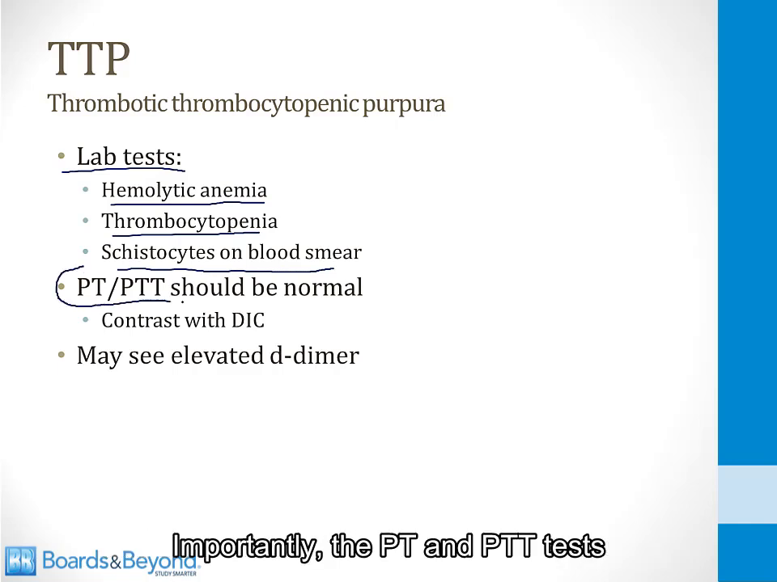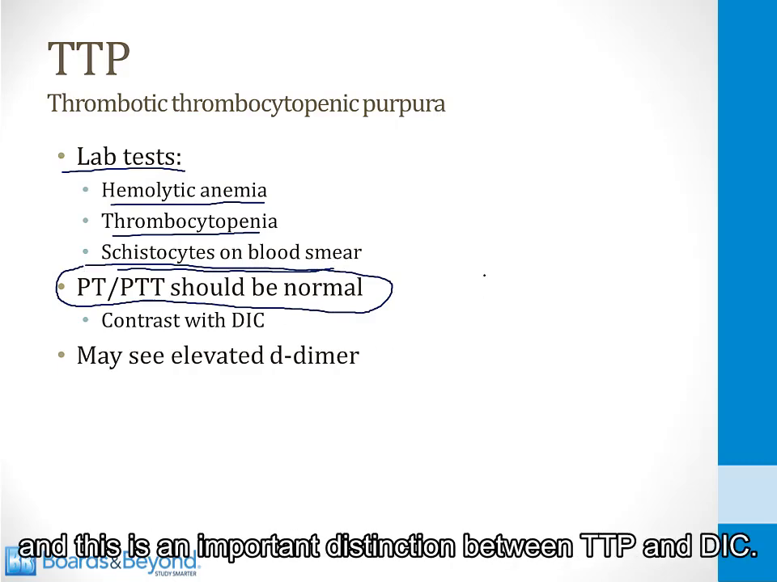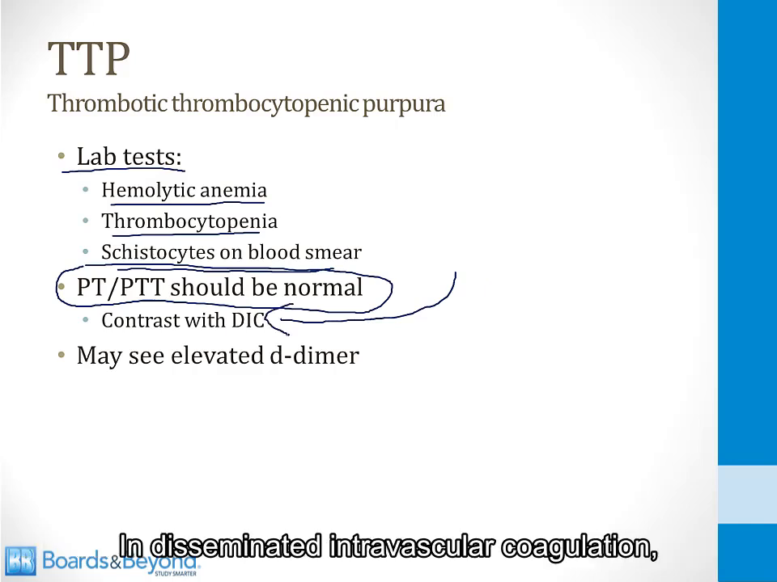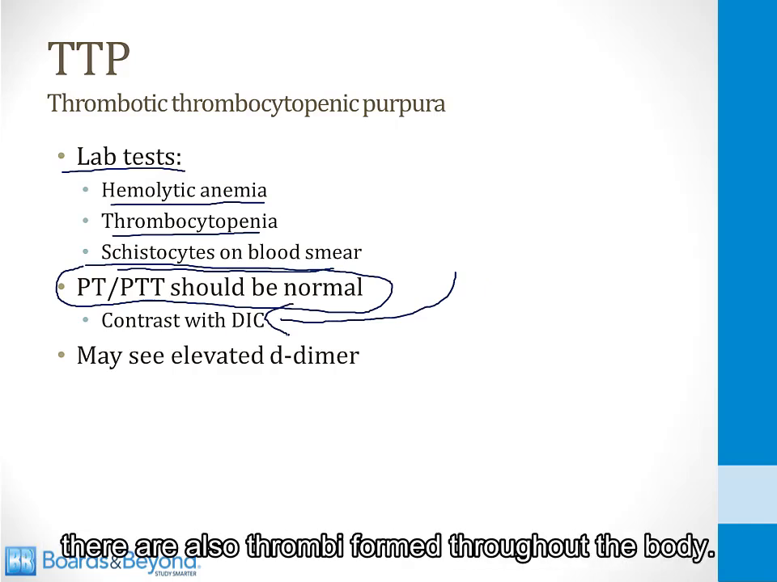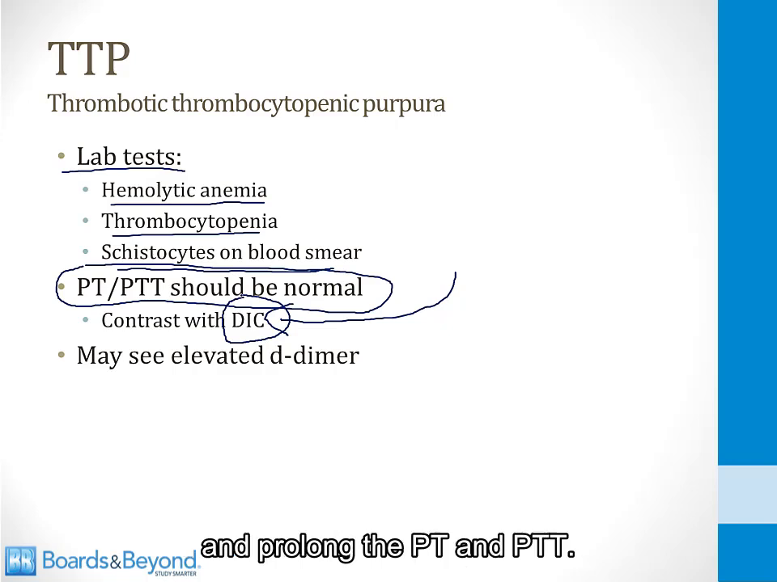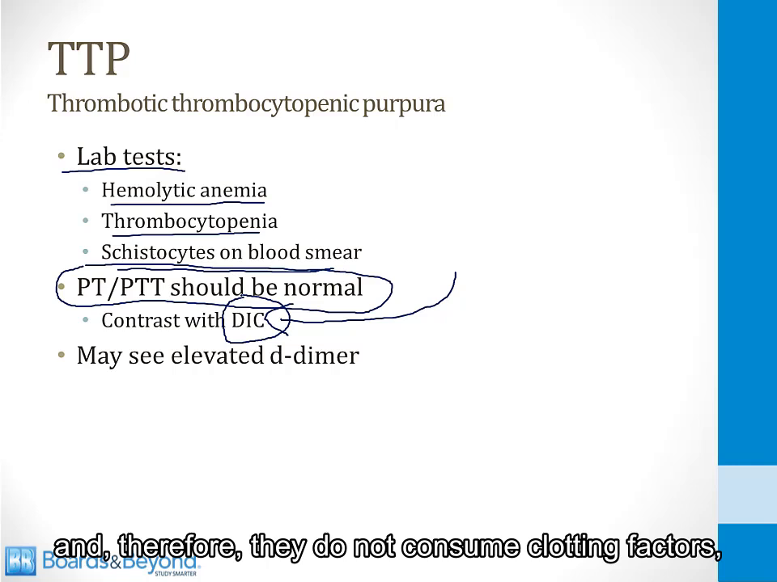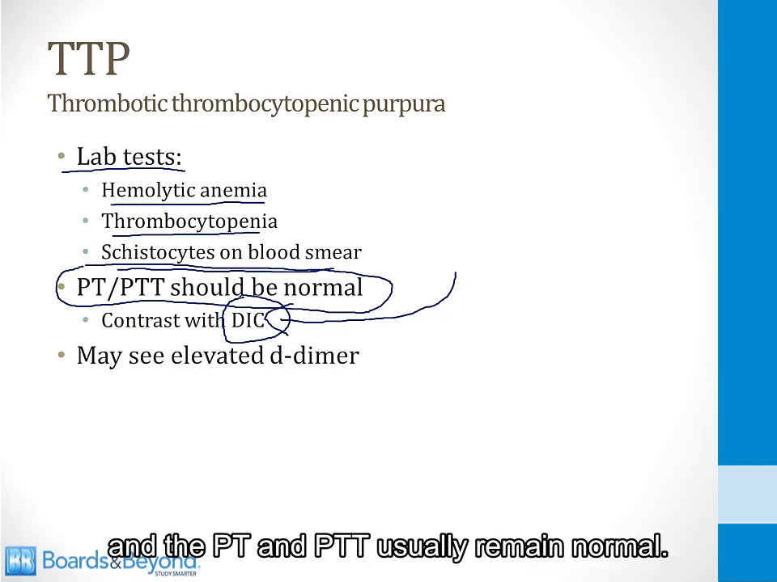Importantly, the PT and PTT tests of the coagulation system should be normal, and this is an important distinction between TTP and DIC. In disseminated intravascular coagulation, which we'll talk about in a minute, there are also thrombi formed throughout the body, but in DIC those thrombi consume the coagulation factors and prolong the PT and PTT. The thrombi that form in TTP are primarily made up of platelets, and therefore they do not consume clotting factors, and the PT and PTT usually remain normal.